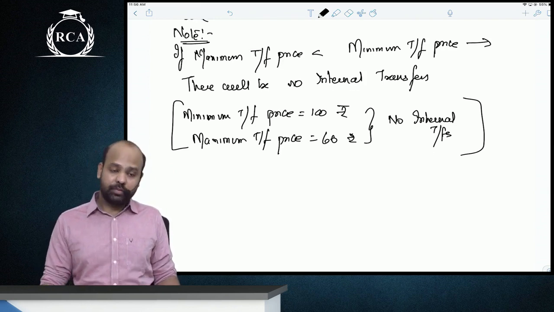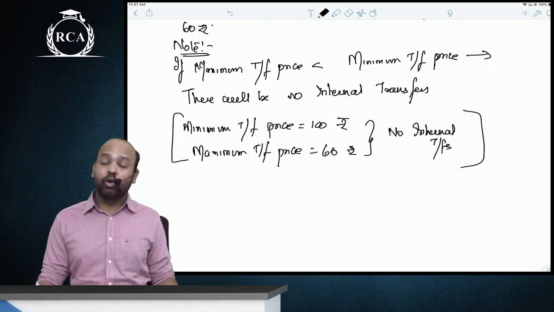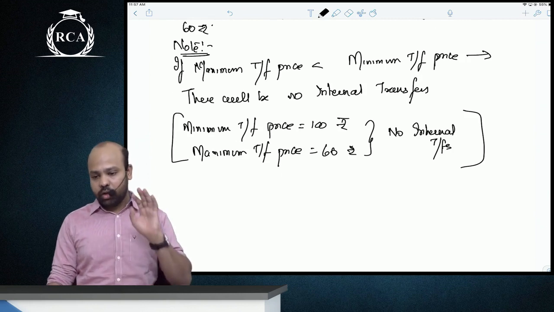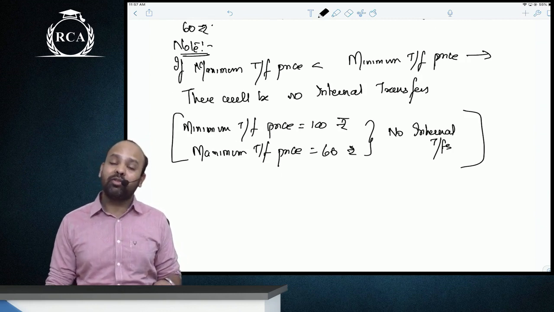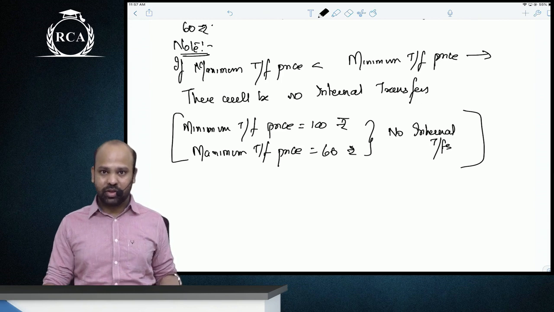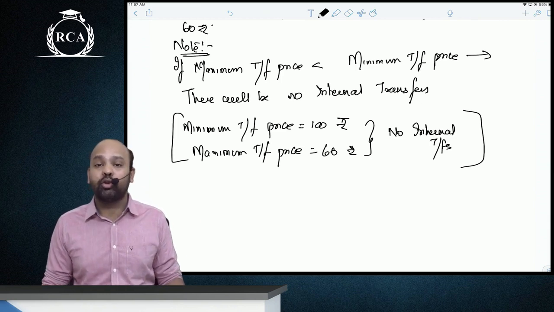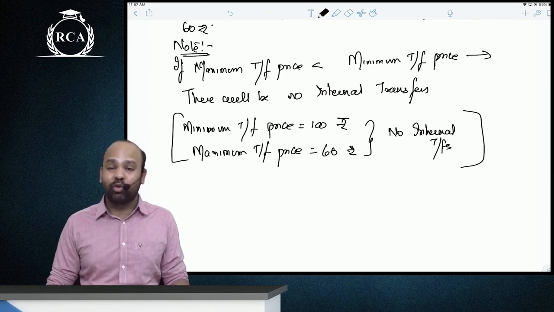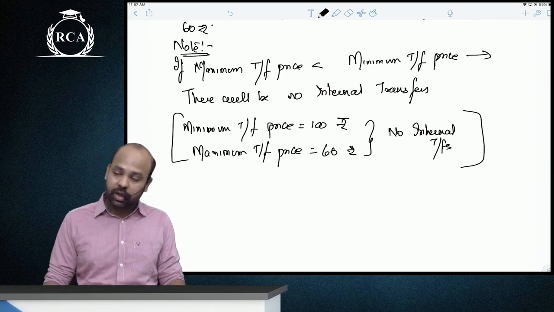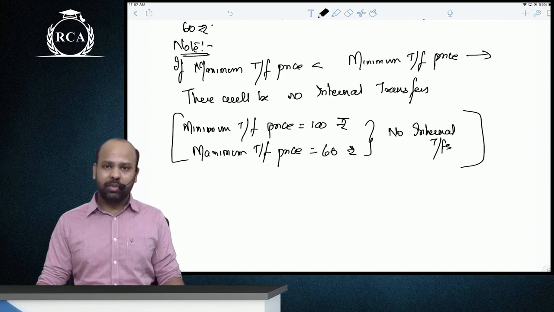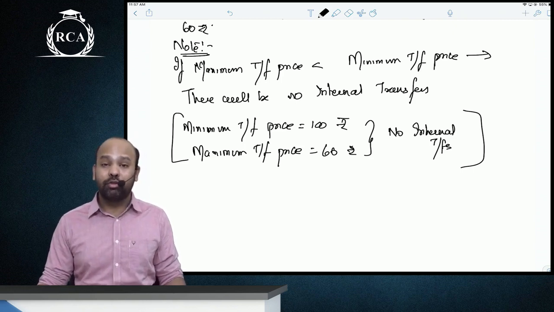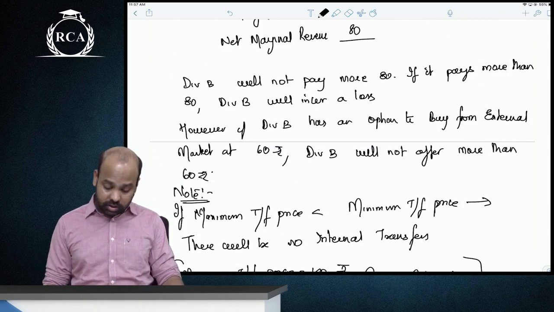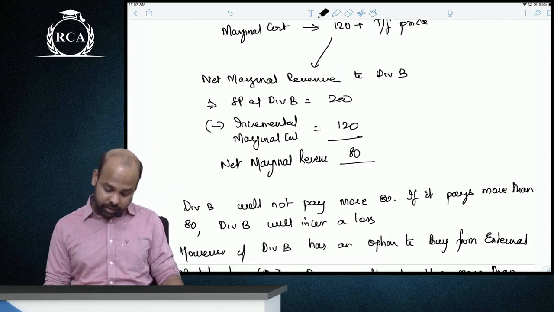Please write this note also, it is an important point where we compare maximum transfer price with minimum transfer price. Minimum transfer price is equal to relevant cost of manufacturing, which is additional outlay per unit plus opportunity cost per unit. Additional outlay per unit is marginal cost per unit plus whatever is the additional fixed cost, and you have to add the opportunity cost. Maximum transfer price will be the lower of net marginal revenue and the external supplier price.